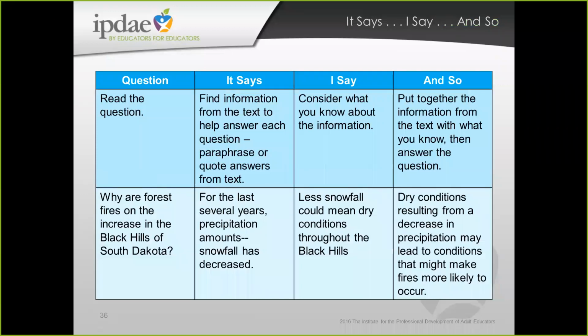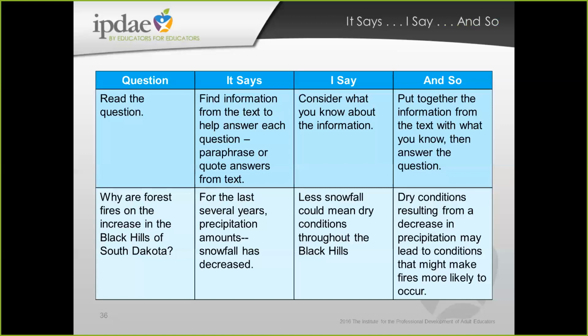One thing that we have found, and there's a great graphic organizer that you can use to help students with this, is called It Says, I Say, and So. If we take a look, it's really about having students look at the question, then look to the text, look to that source text to see what information would help to answer that question.